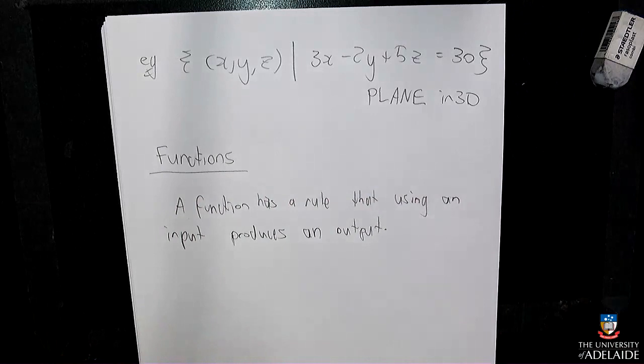Now we might have some functions where we have a list of all the inputs and a list of all the outputs, and that's a function. But usually what we have is that the inputs are some sort of number, and the rule is a formula that you do a calculation on those numbers, and that calculation is the output.